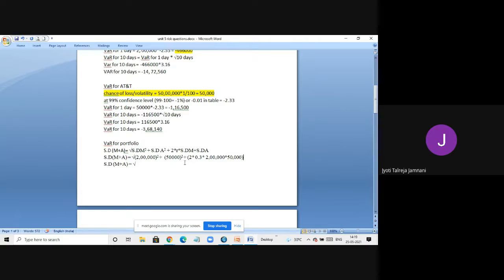So 2 lakh square comes to 4 with 1, 2, 3, 4, 5, 6, 7, 8, 9 zeros, plus 50,000 square gets 25 with 8 zeros, plus 2 into 0.3 into 2 lakh into 50,000, which is 6 and 9 zeros.